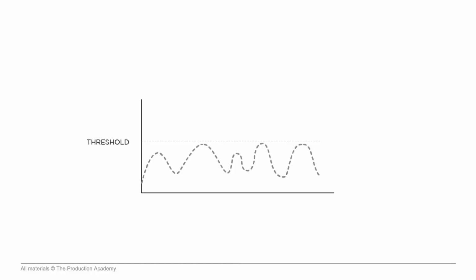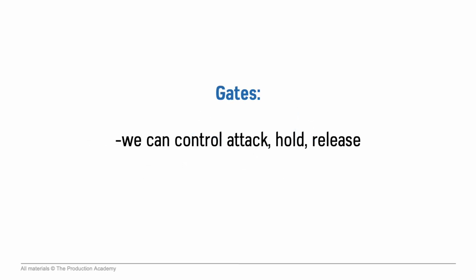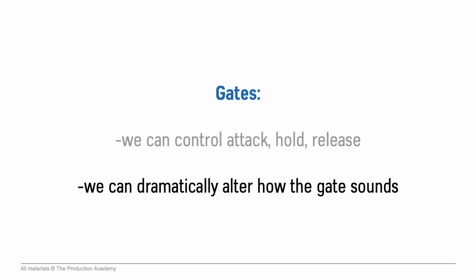With gates, when the signal is below a threshold, it is cut or reduced in volume. And when the signal gets loud enough, it crosses the threshold, which opens the gate and lets the signal fully pass. We can also control how quickly the gate opens and closes with attack, hold, and release settings, and by adjusting any of these settings, we can dramatically alter how the gate sounds.